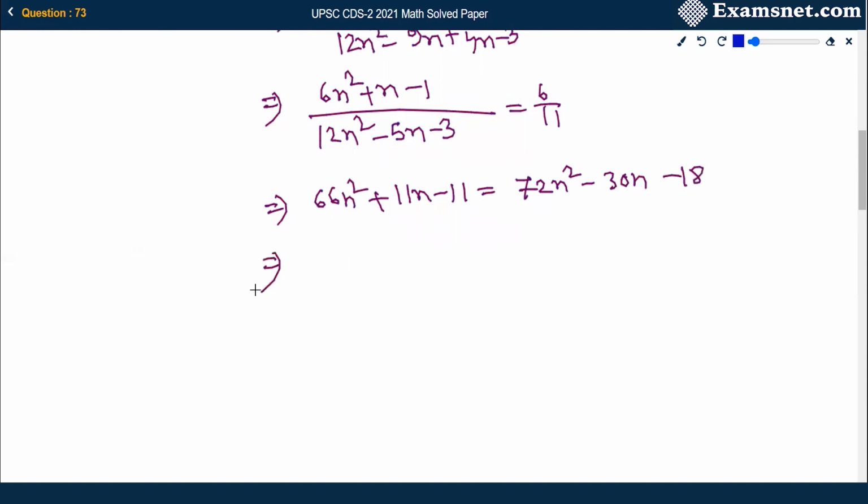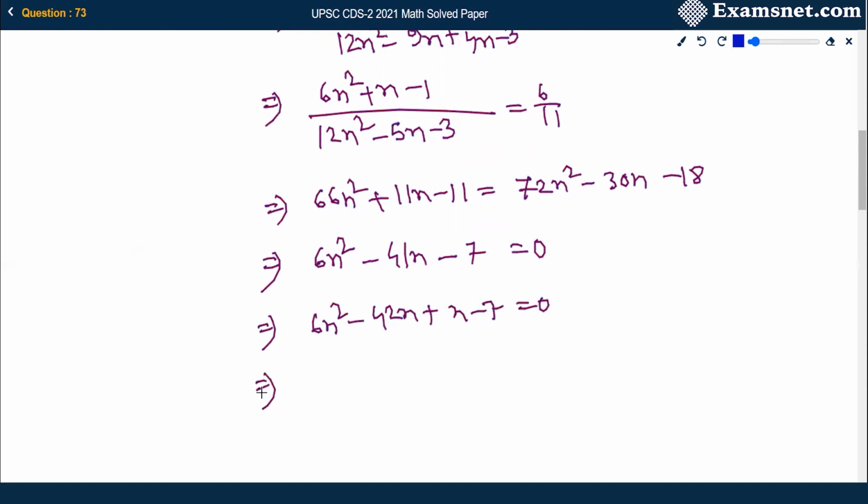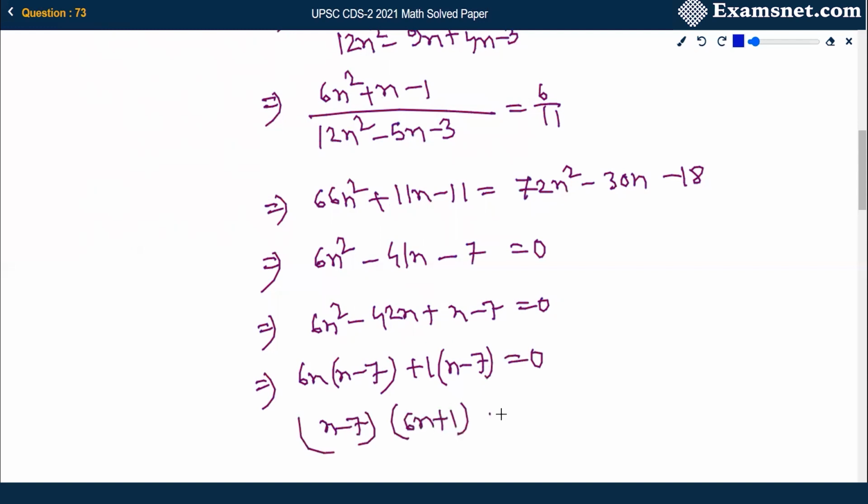So in the next line it will become 6n squared minus 41n minus 7 equals 0. That means 6n squared minus 42n plus n minus 7 equals 0. If we do the middle term split to factorize this quadratic, we will get 6n plus 1 times n minus 7 equals 0.